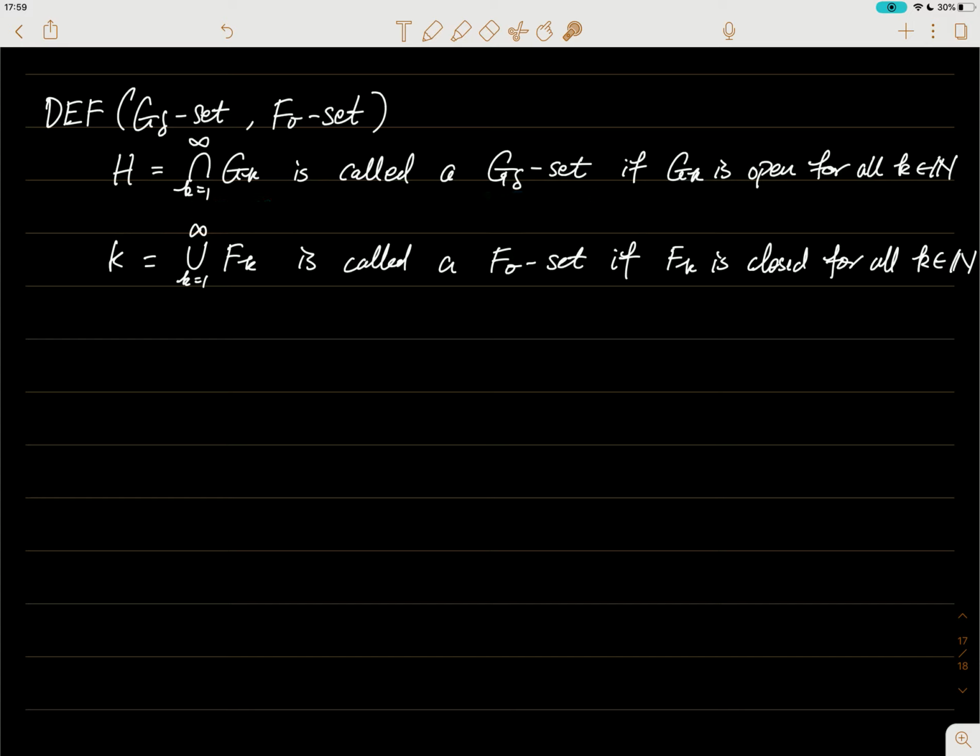And similarly, if you have F_k closed for every integer k, then the union of them, which is not necessarily closed anymore, but we give it a name, is called an F sigma set. It means that it is a union of countably many closed sets. Okay, again, the F sigma set is not necessarily closed. Okay, but it's a union of countably many closed sets. The sigma means summation or the union.